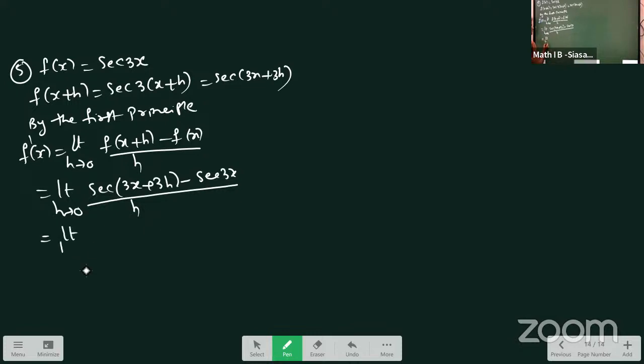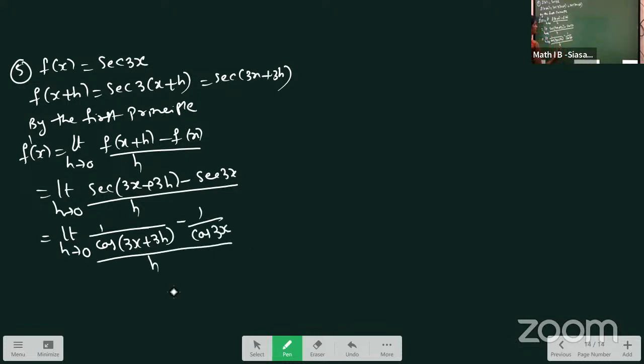Limit h tends to 0. Secant can be written as 1 by cos of 3x plus 3h, minus secant 3x, which is 1 by cos 3x, whole divided by h. Now take the LCM. LCM is cos 3x plus 3h into cos 3x. So here the numerator is cos 3x minus cos of 3x plus 3h, into h.